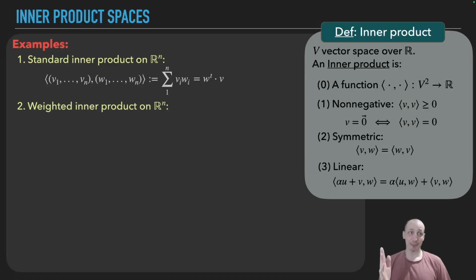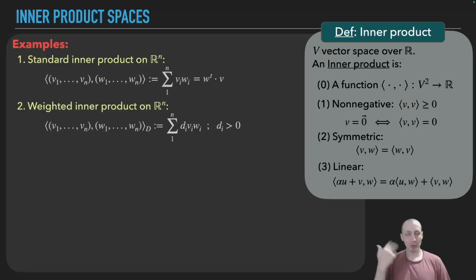Okay, the second example is similar to the standard inner product. It is the weighted inner product. It is defined almost the same. We only add weights di which are positive. So the definition is the sum from 1 to n of di times vi times wi.